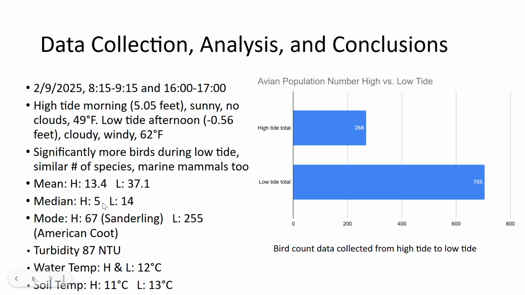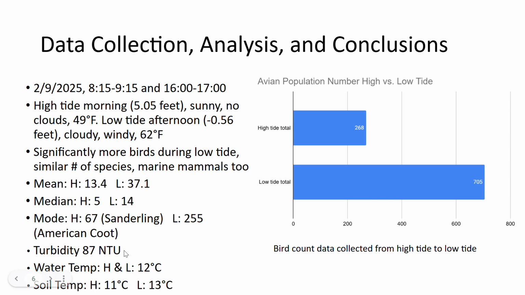I think that the median's a more reliable measure of how many birds we were seeing of each species because we had such large discrepancies. We might have seen only 1 turkey vulture and 67 sanderlings at high tide, which means that our mean would be a little bit more skewed than something like our median. But our mode for the afternoon, which had the higher amount of birds, we saw 255 American coots. There were so many out there.